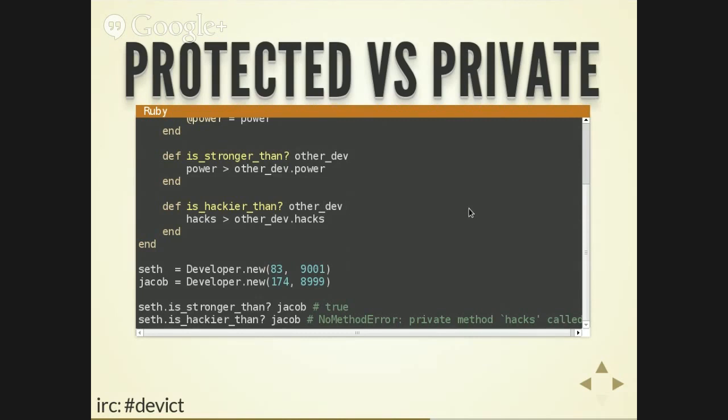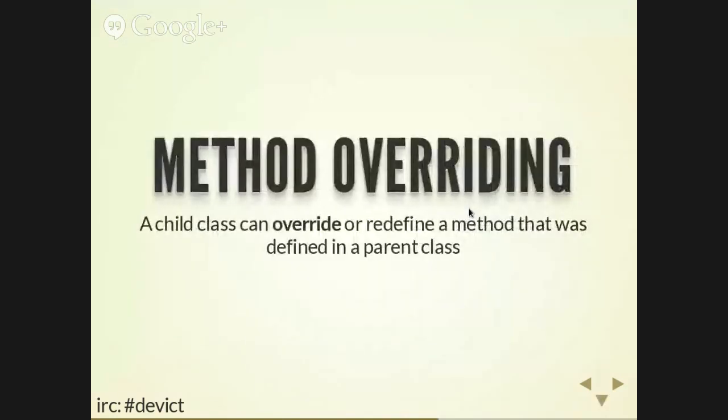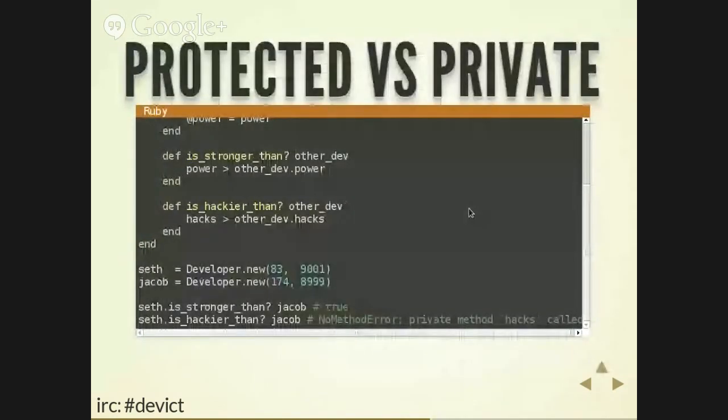Seth is hackier than Jacob? Well, no, he's not. Jacob's written a lot more hacks. But that's private. So when Seth tries to say other dev.hacks, he's going to get this no method error thrown in his face to say, you know, that's a private method. You can't call that. So it's a little different. But we're done talking about public, protected, private.